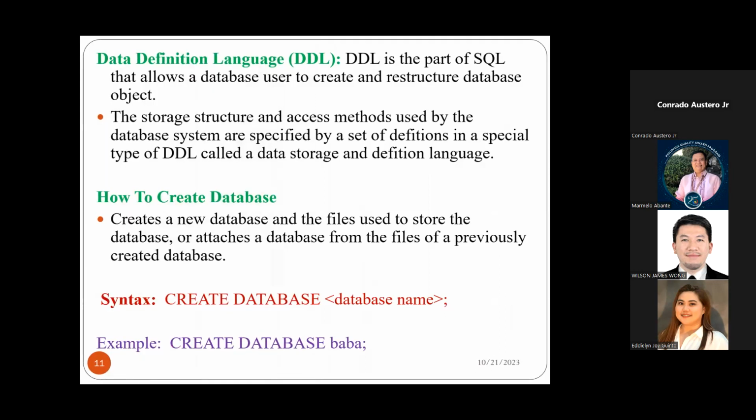DDL stands for data definition language. DDL is a part of SQL that allows a database user to create and structure database objects. Storage structure and access methods used by the database system are specified by a set of definitions in a special type of DDL called a data storage and definition language.